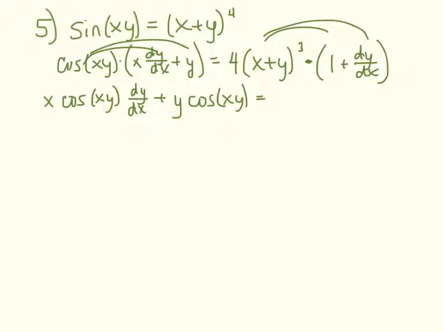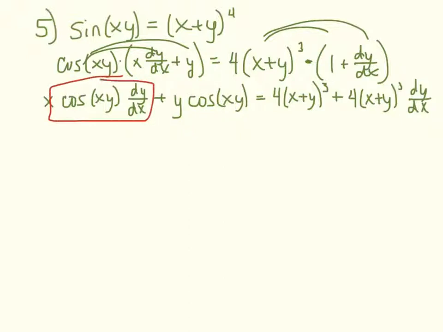Now I'm going to do the same thing with the right-hand side. So 4(x plus y) cubed times 1 is just 4(x plus y) cubed, plus 4(x plus y) cubed dy/dx. Okay, so again, it helps me to visually seek out all of the dy/dx terms. So that would be this one over here. Oops, I lopped off the x, but it's all there. And this one over here. Okay, so those need to shift to one side and everything else to the other side.